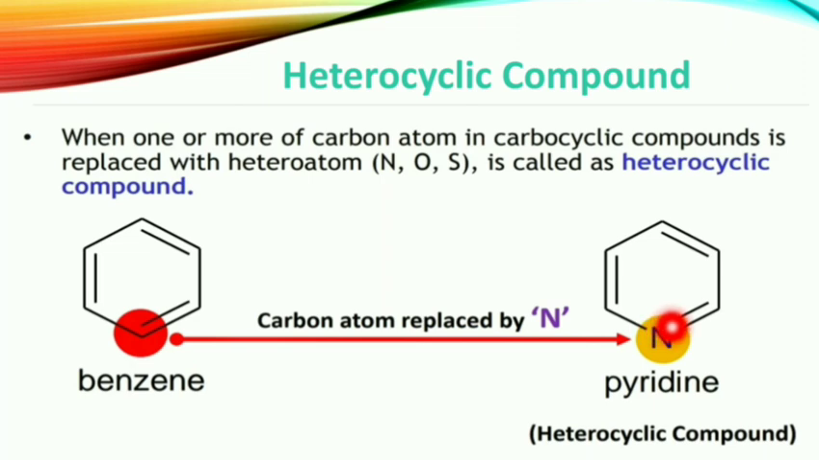the heterocyclic compounds. In the benzene ring, if you replace one carbon atom with nitrogen, you get pyridine, and this pyridine is a heterocyclic compound. What you have to remember is that you replace the carbon atom with the hetero atom, and so we get the heterocyclic compounds.